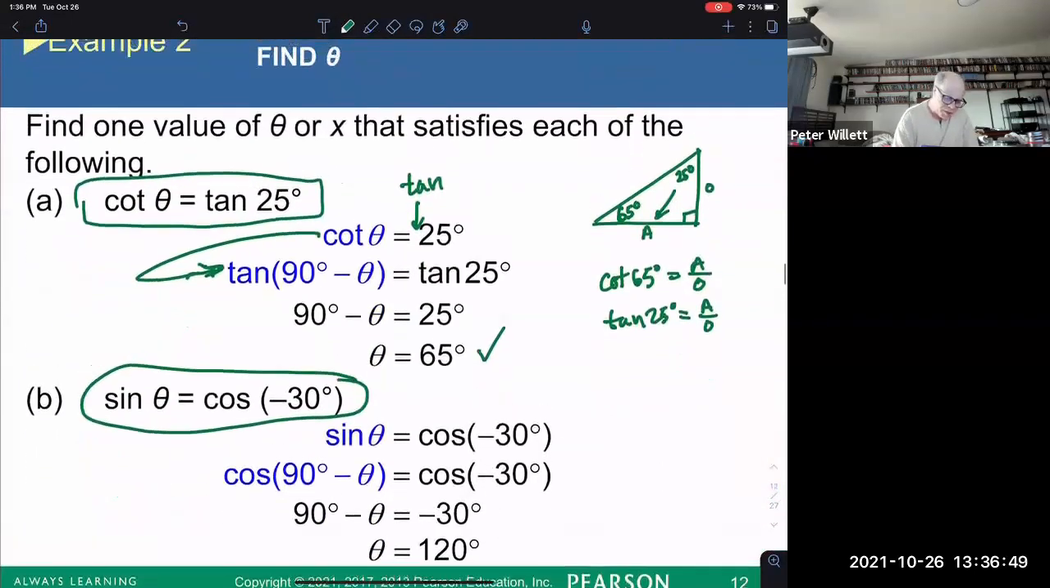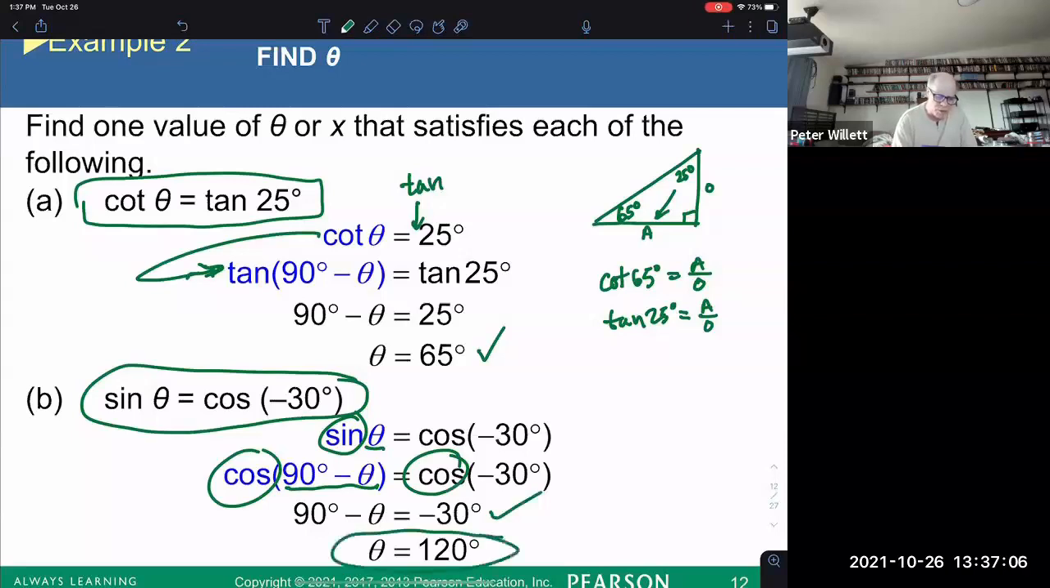So they replace the theta with 90 degrees minus theta, and that converts the sine into the cosine. And then you have cosines on both sides. So for those to be equal, then 90 degrees minus theta must be the same as minus 30 degrees. And if you solve for theta, you get 120 degrees. So this is the same strategy they used in the problem above this as well.